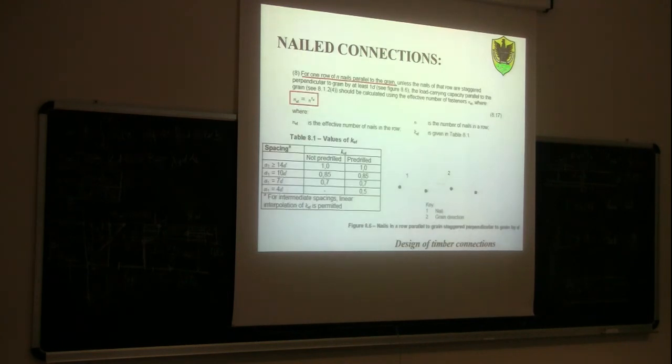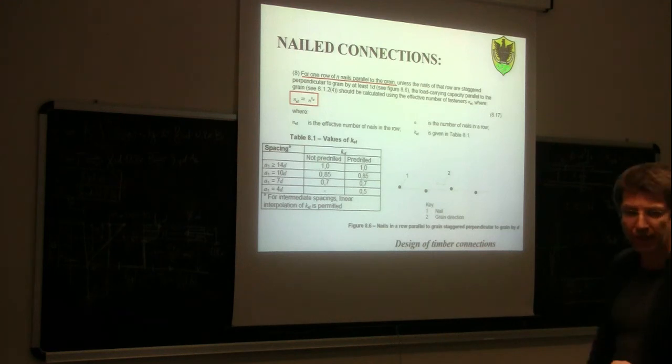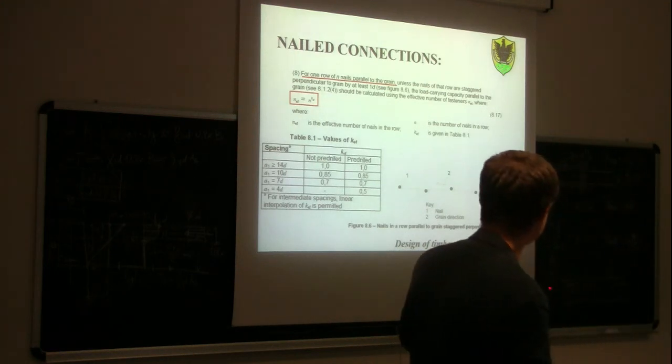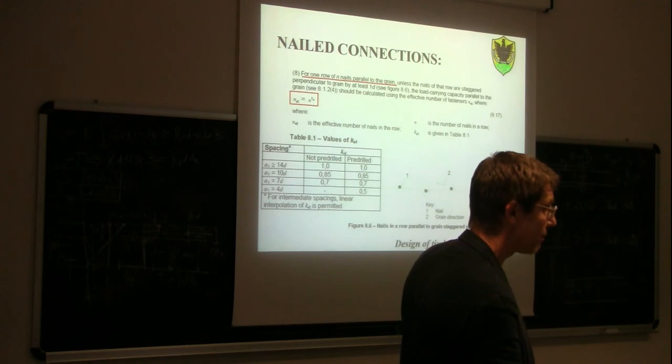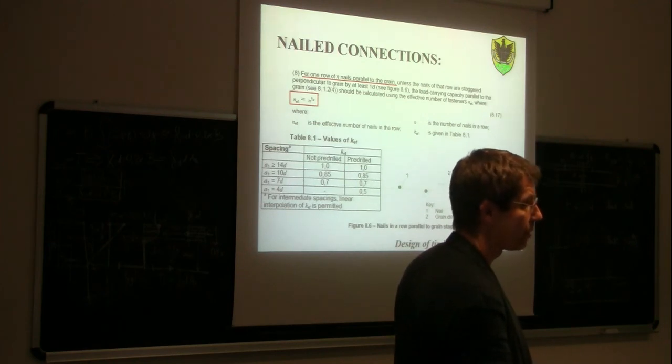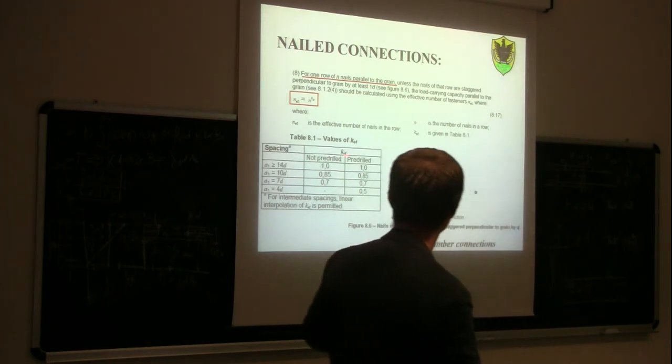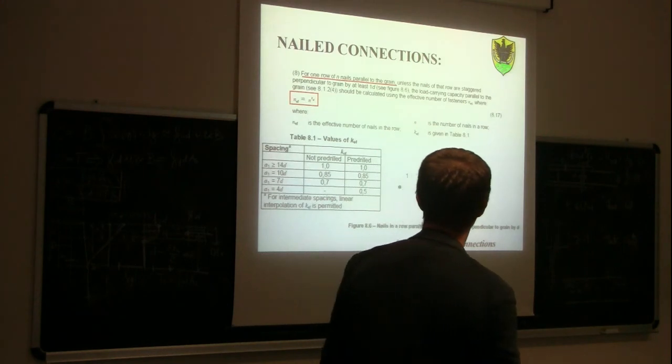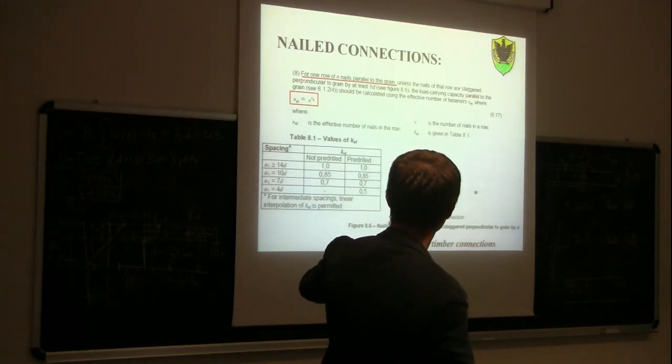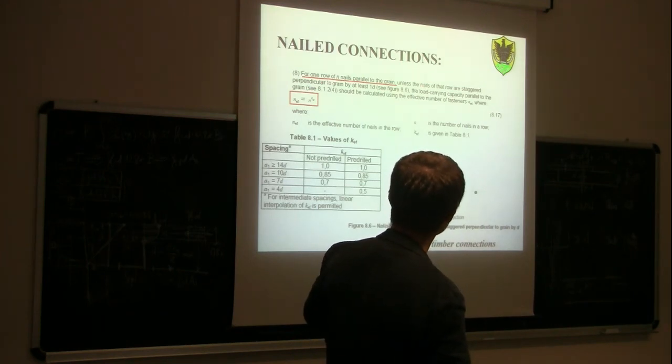Okay, now, another thing that we need to calculate is the effective number of nails. We said before, if we put more nails on the same line, in general, we need to reduce the number of nails. We need to take a reduced number of nails. So, let's see what the regulation says. For one row of n nails parallel to the grain, unless the nails of that row are staggered perpendicular to the grain by at least 1d.